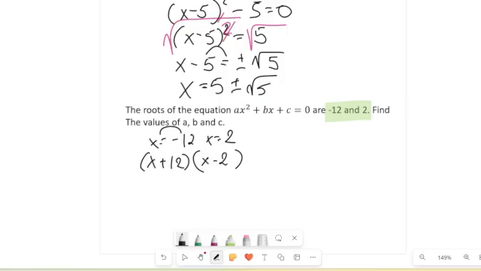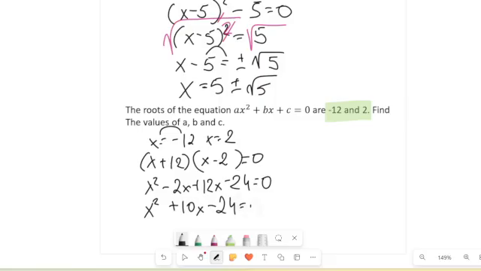And then I multiply out the two brackets, and I get x squared minus 2x plus 12x minus 24 equals 0. I add the like terms here, and I get x squared plus 10x, and then minus 24 equals 0. So a is equal to 1, b is equal to 10, and c is equal to minus 24.